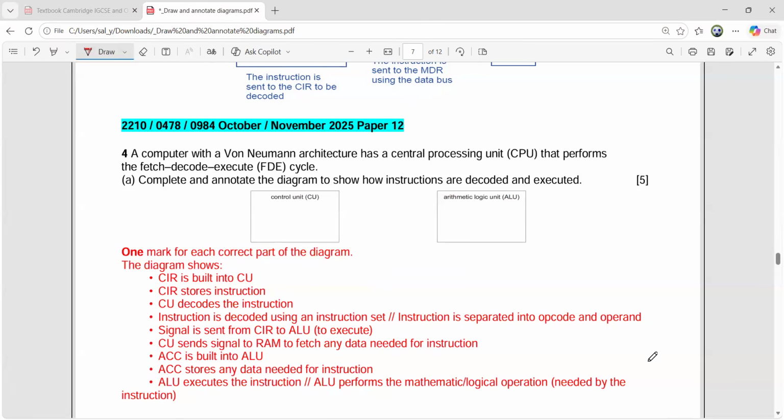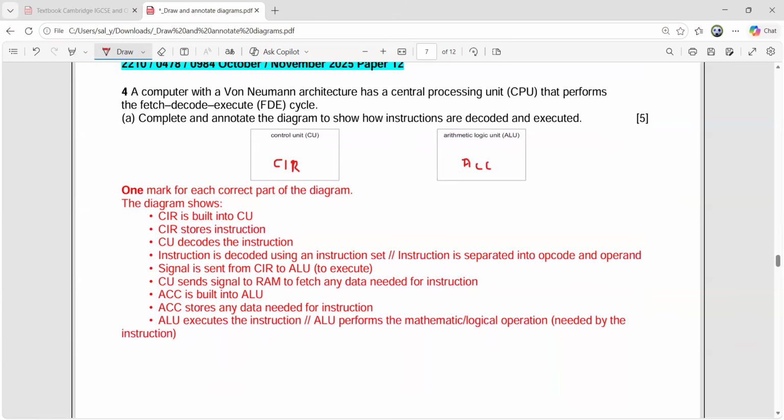ACC is built into ALU, you need to mention the ACC there, and you need to mention the CIR built into control unit. So this is something that you need to be a little bit careful about. Otherwise, the rest of the stuff is the same. CIR here and your ACC here. So these are certain things that you need to know, and I hope that we all are confident now about how to draw an annotated diagram. No one will be confused at all, inshallah, after the revision today.